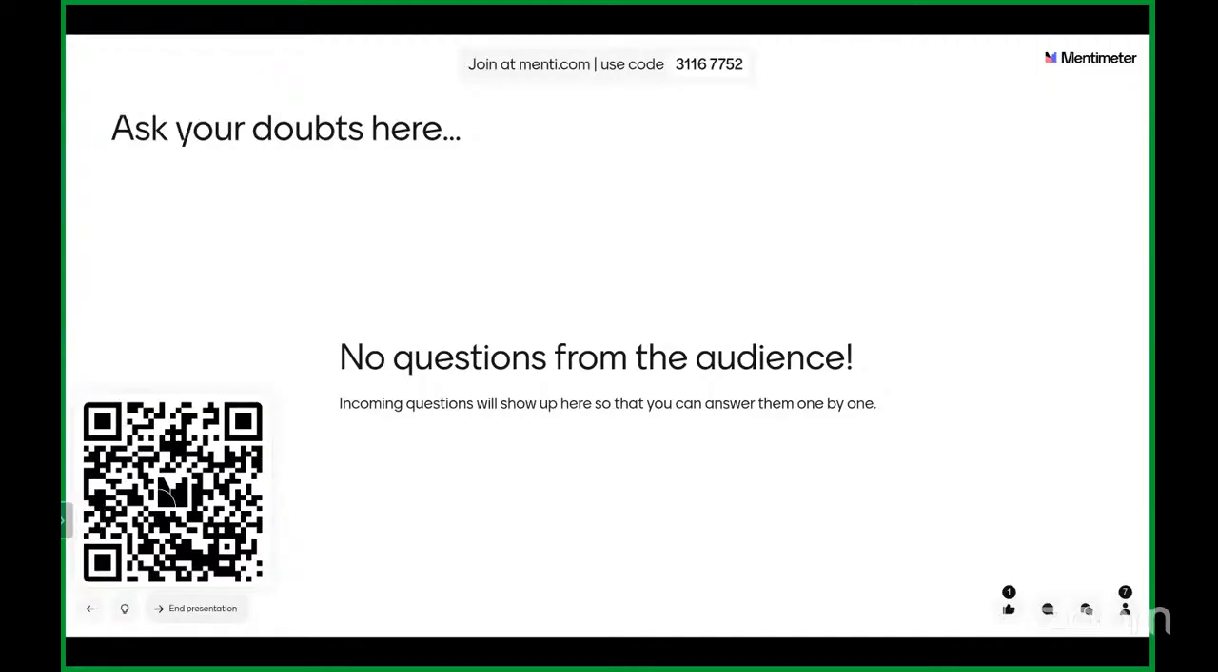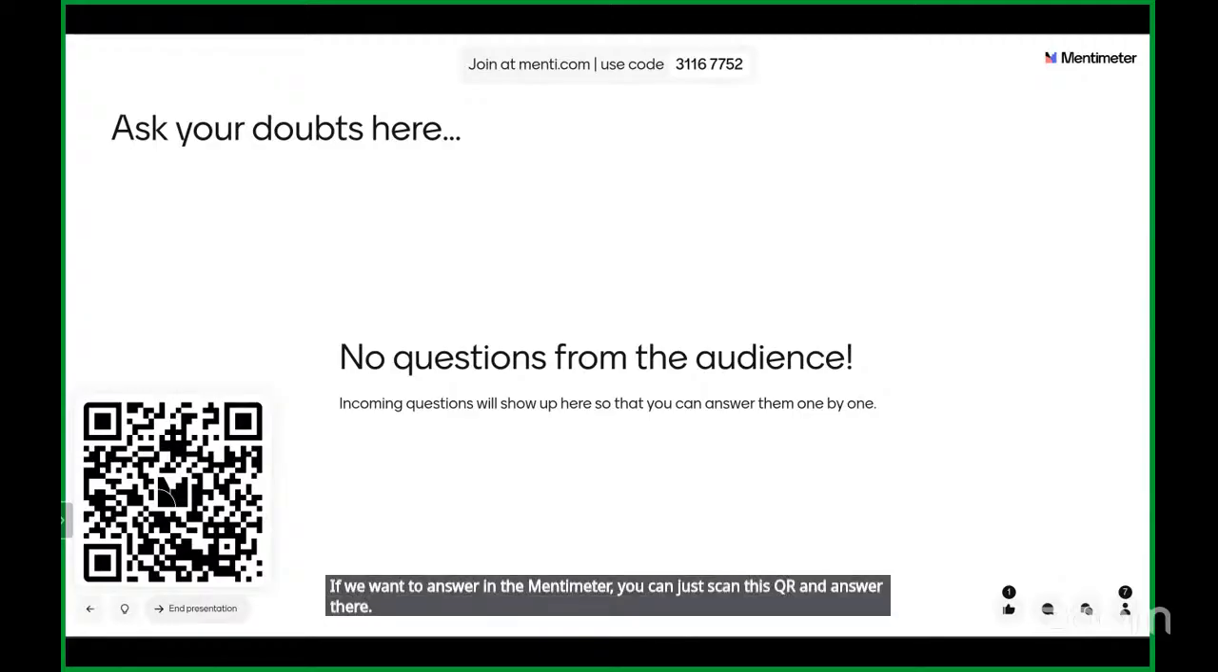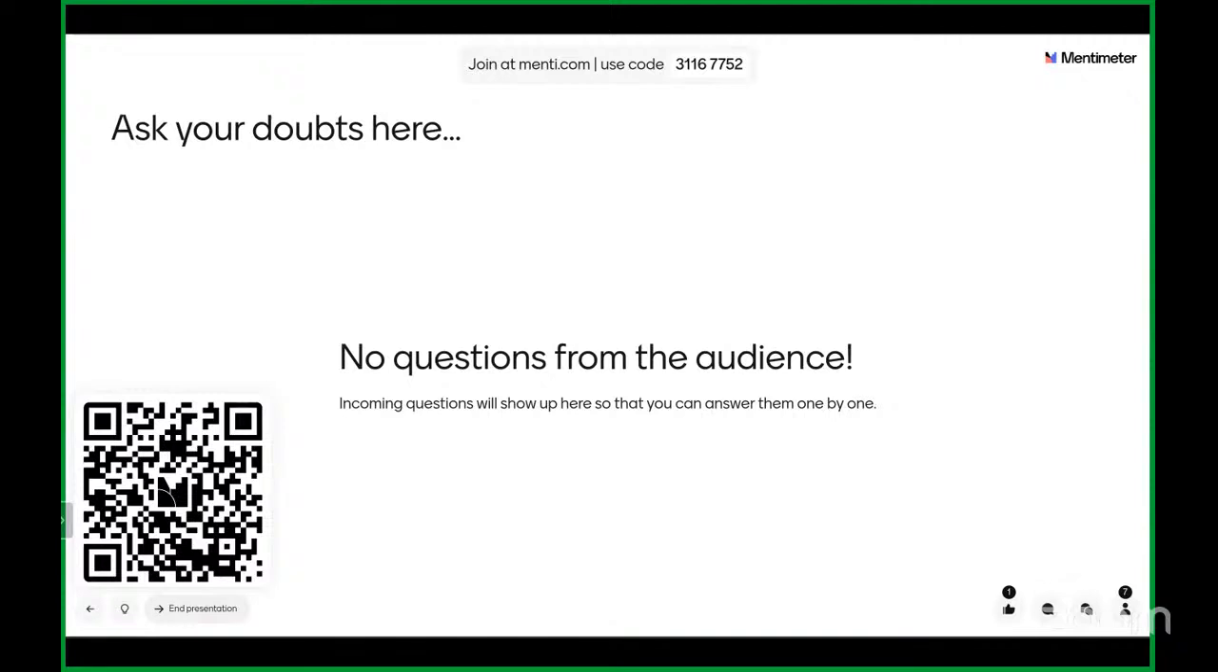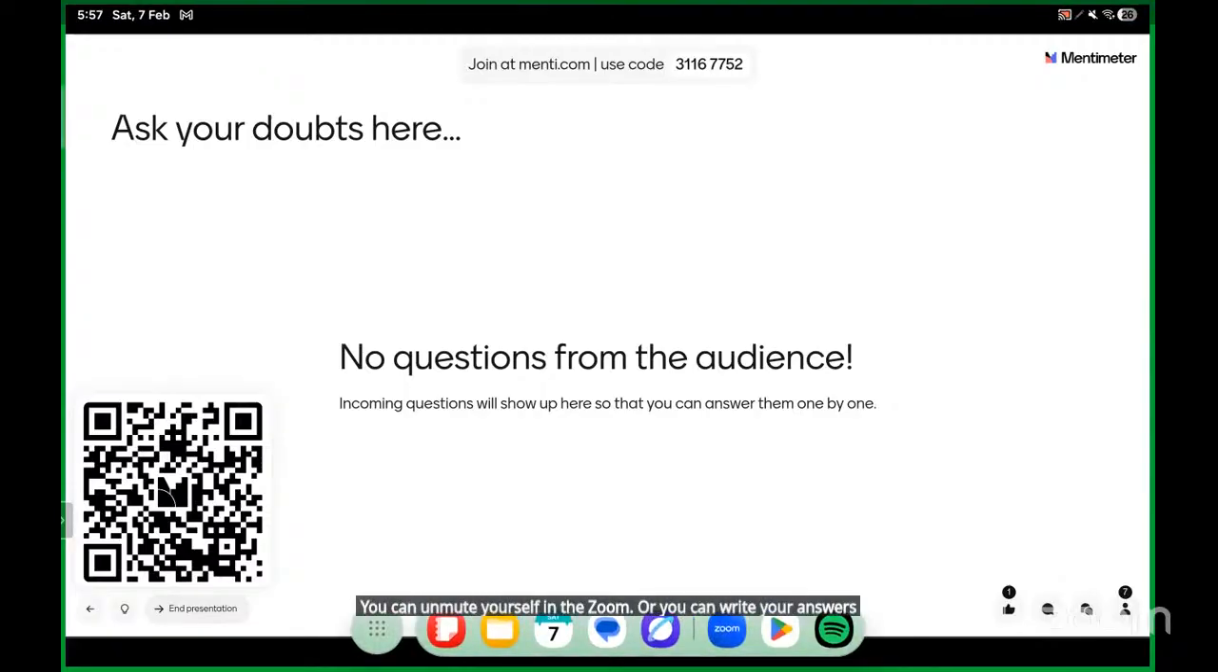If you want to answer in the Mentimeter, you can just scan this QR and answer there. You can unmute yourself in the Zoom, or you can write your answers in the Zoom as well.